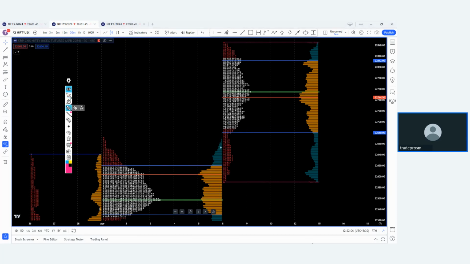Looking into the value perspective, your previous week's value was somewhere around here, and this week's value was somewhere around here. So if you look, comparatively it's a higher value week. But we are closing at the lower extreme of the week, that is, below the value area. So higher value plus price closing below value. This is a kind of weakness at this point of time.